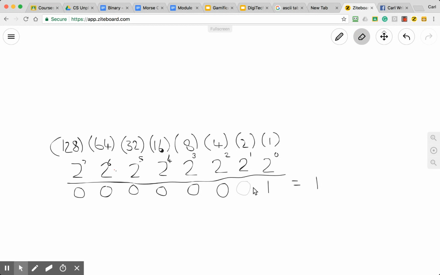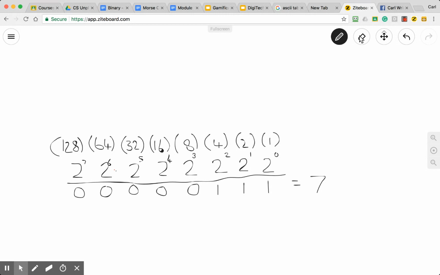If I add another 1 there, I now have a 1 plus a 2, which means I have the number equivalent of the number 3 stored. If I add another 1, so 0, 0, 0, 0, 0, 1, 1, 1, I now have a 4, a 2, and a 1. 6, 7. So I have the number, the same as a decimal number, 7 stored.